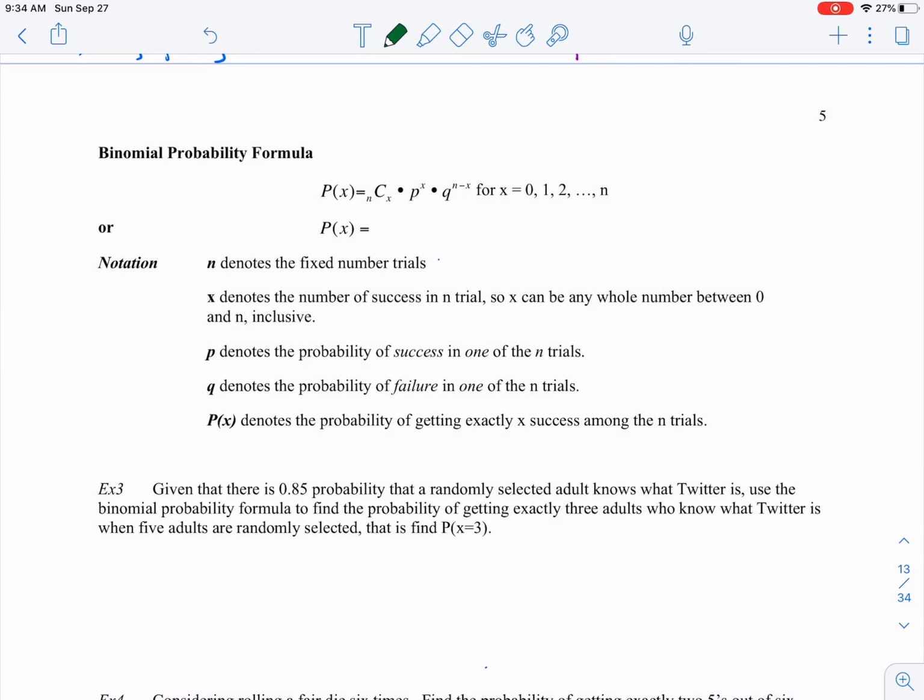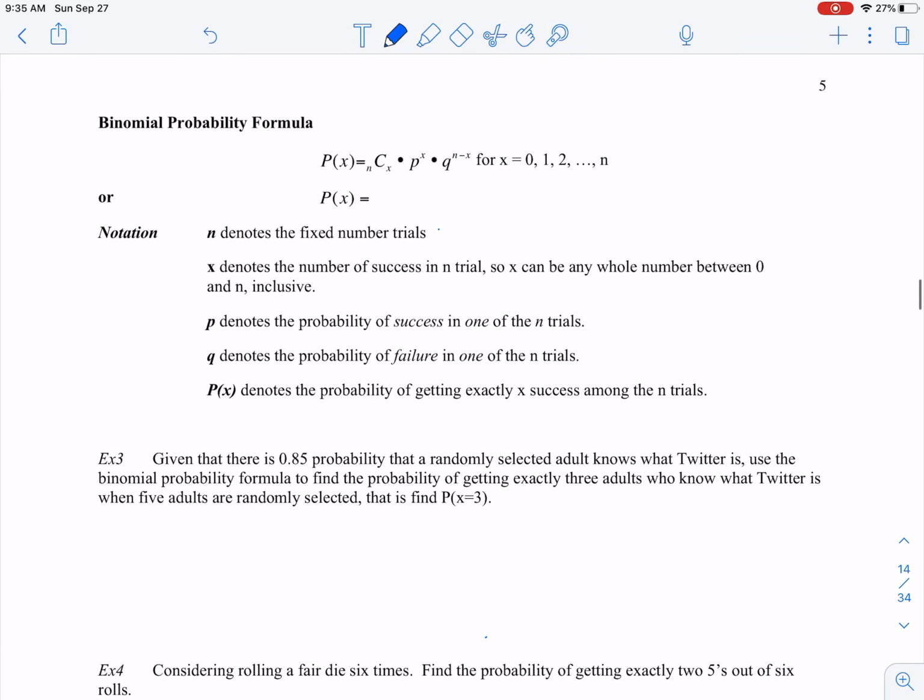So now we're going to introduce a shorter way, or not quite shorter way, but a much better way, and it's called the binomial probability formula. So this is the formula that allows us to calculate any probability for any event from a procedure that is considered to be a binomial random variable. So let's get to that.